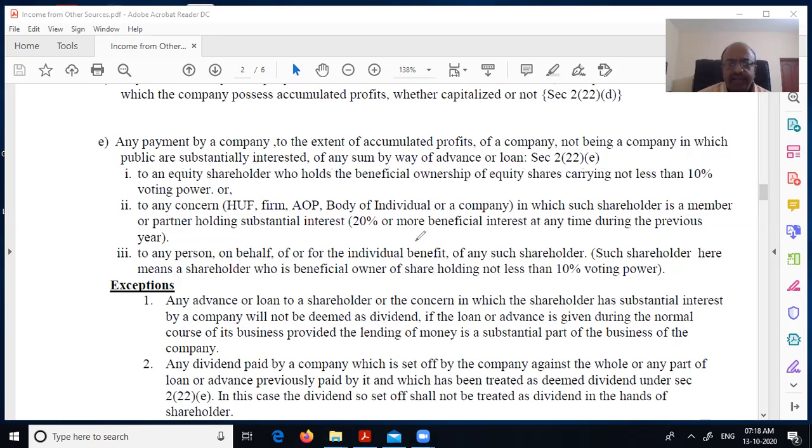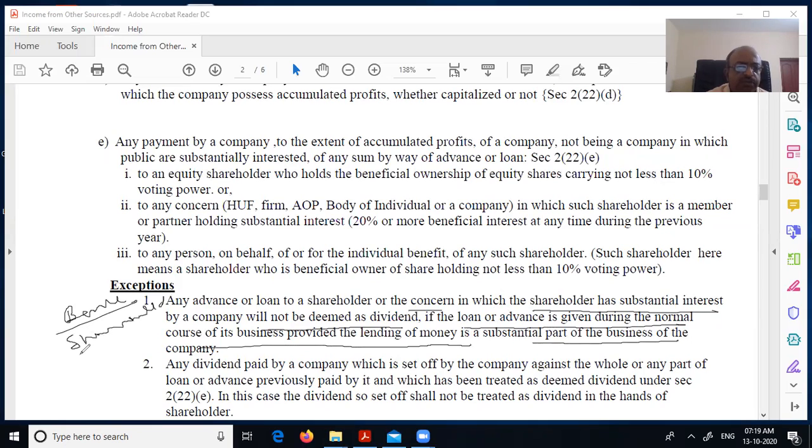Again, there are certain exceptions. Any advance or loan to a shareholder, or a concern in which the shareholder has a substantial interest, by a company will not be deemed to be a dividend if the loan or advance is given in the normal course of its business, provided the lending is a substantial part of the business. For example, a bank is giving a loan to a shareholder. It's in the normal course of business, so there's no problem. That is not a problem at all.